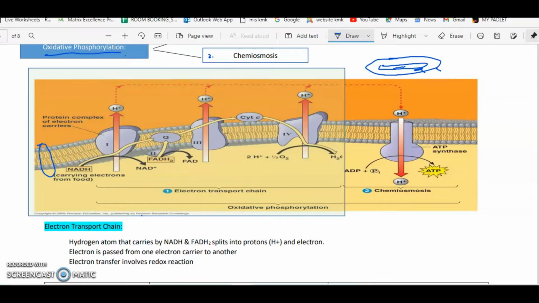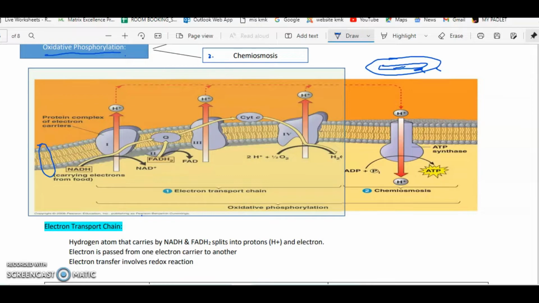Okay, kita ada complex 1, complex 2, complex 3, complex 4. Here is the electron transport chain. Have 4 complexes, 1, 2, 3, 4. And these complexes actually have their specific name, specific term. Okay, so kita akan tengok.